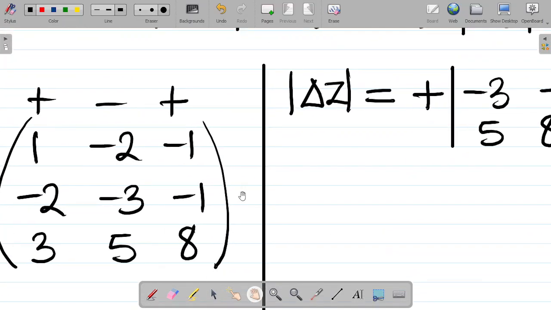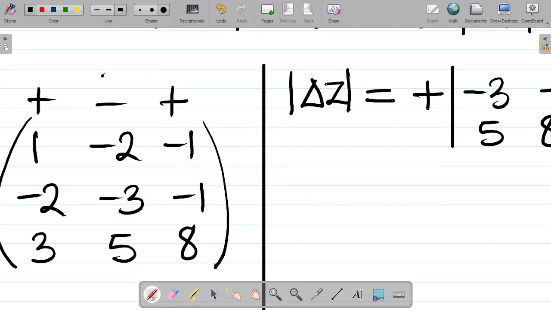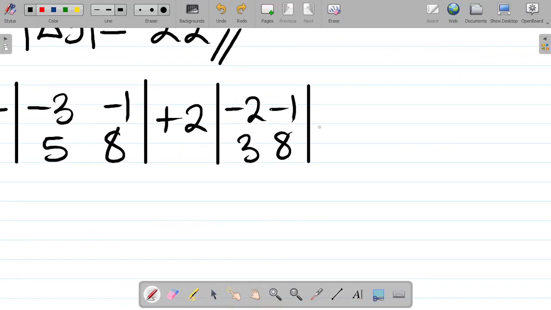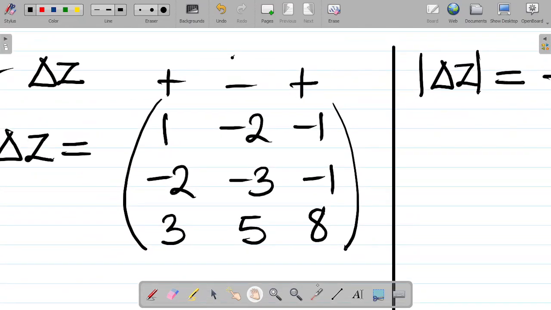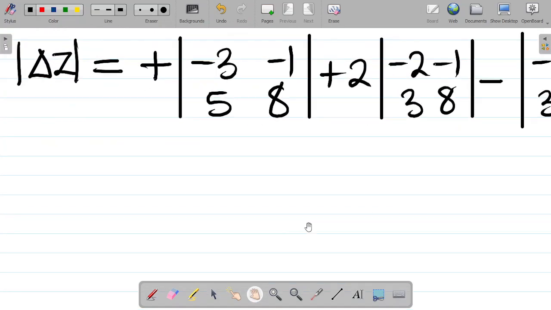Then finally you have plus minus 1. That's this. Plus minus 1 gives you minus 1, and that becomes simply minus. So minus, cover the row and column of this. So I have minus 2, minus 3, 3, and then 5. So I have this. Let's get the value of this.